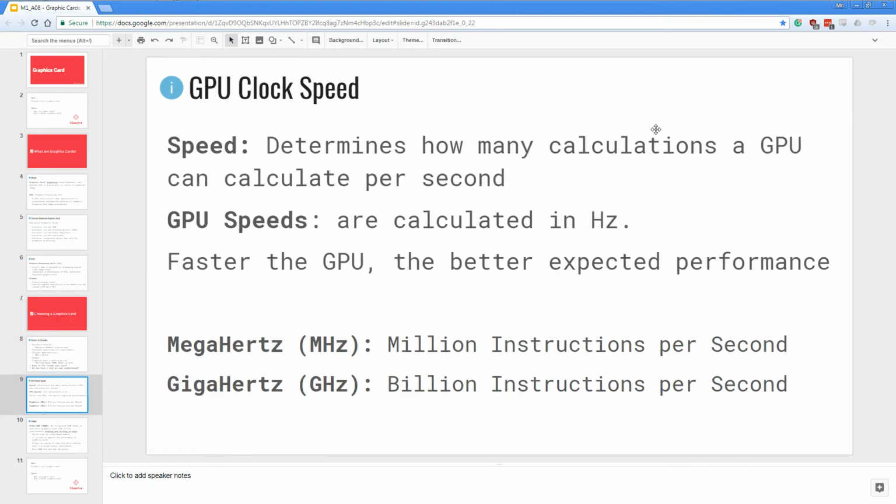So what is GPU clock speed? Much like the processor and the RAM, it determines how many calculations a GPU can calculate per second, and GPU speeds are calculated in hertz. So faster the GPU, the better expected performance. And they're usually measured in megahertz or gigahertz, million instructions per second, or billion instructions per second.